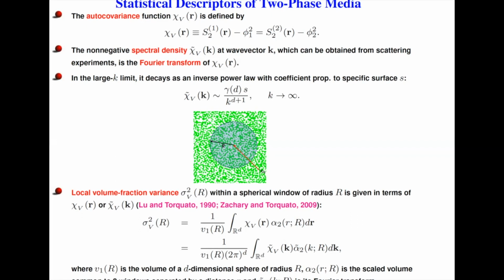And you can show that that local volume fraction variance is an integral that involves either the autocovariance, if you look at the direct space representation, and a purely geometric quantity, which is essentially the volume common to two spherical windows separated by a distance little r. So this is the direct space representation. And then there's a Fourier representation, which involves the spectral density associated with this autocovariance, as well as the Fourier transform of this intersection volume, okay? Now, most of the time I'll be talking about things in Fourier space, so this is why I mentioned the spectral density in particular here.